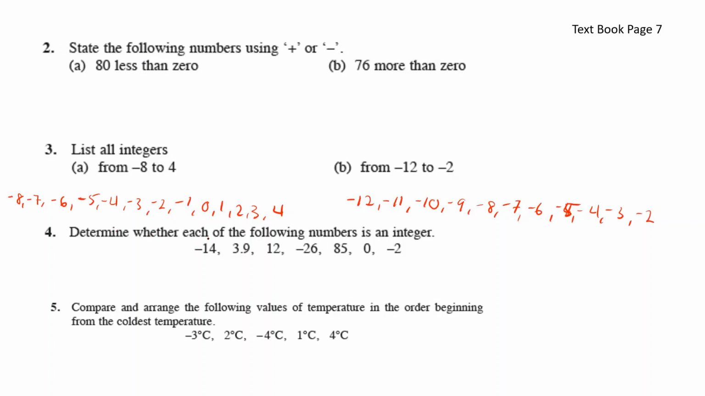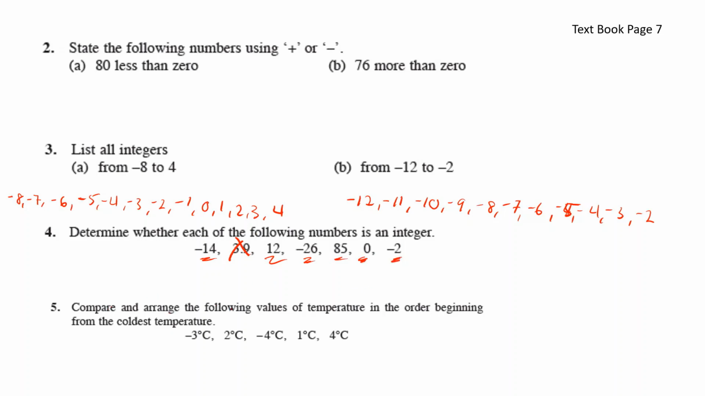Determine whether each of the following numbers is an integer. As I mentioned earlier, decimals and fractions are not integers. So this is not an integer. Whole number, whole number, whole number, whole number, whole number, and whole number.